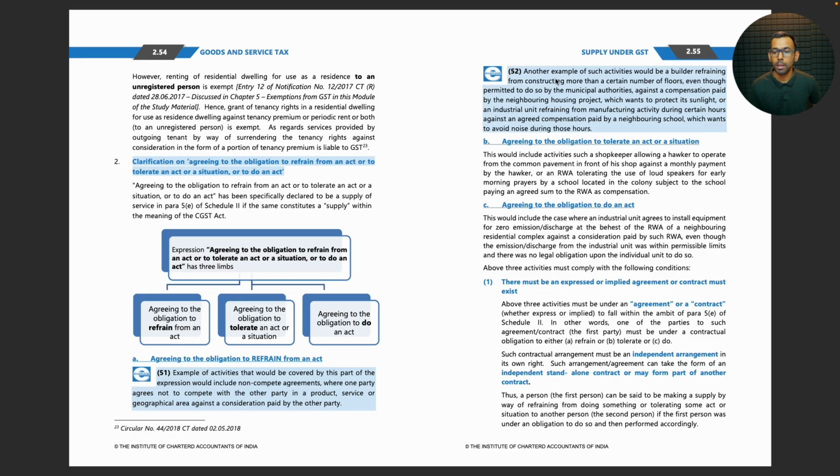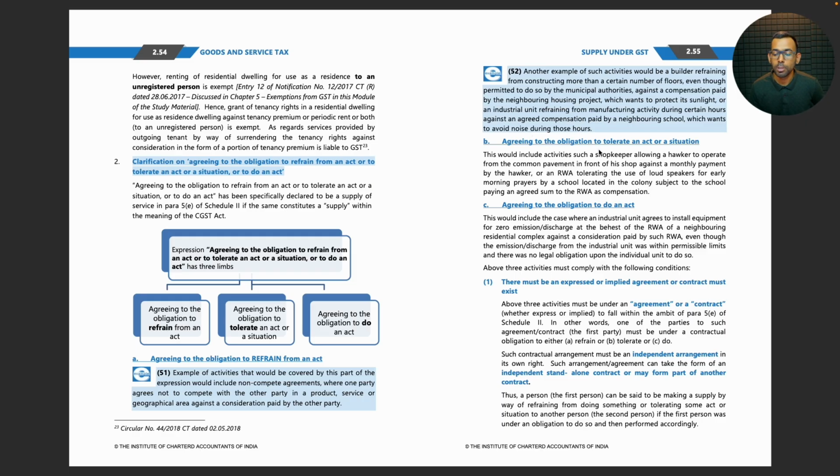Another example of such activities would be a builder refraining from constructing more than a certain number of floors, even though permitted to do so by the municipal authorities, against a compensation paid by the neighboring housing project which wants to protect its sunlight, or an industrial unit refraining from manufacturing activity during certain hours against an agreed compensation paid by a neighboring school which wants to avoid noise during those hours.